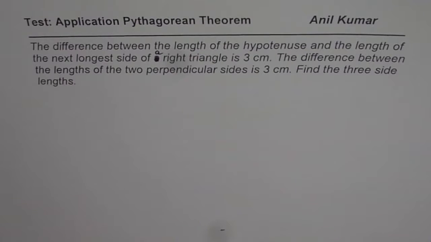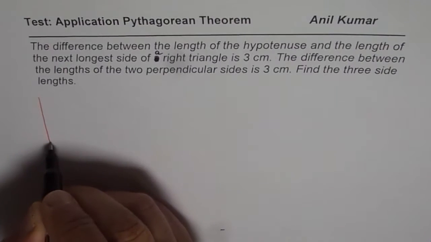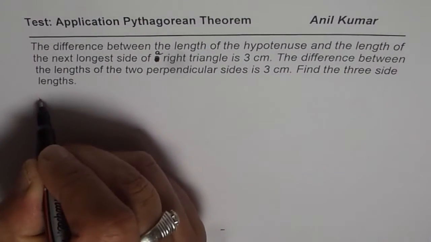The question is, the difference between the length of the hypotenuse and the length of the next longest side of a right triangle is 3 centimeters. The difference between the lengths of two perpendicular sides is 3 centimeters. Find the three sides. So in this particular case, what we are given is a right triangle, right?